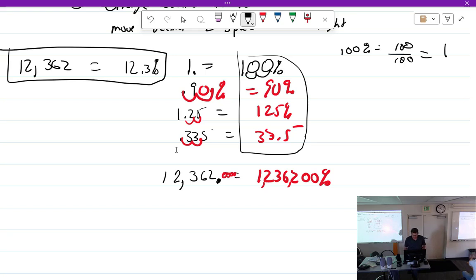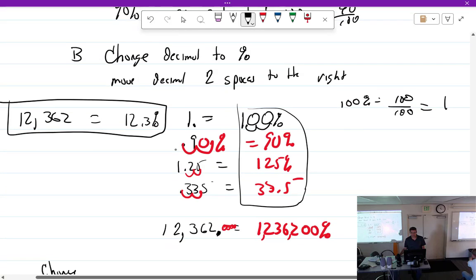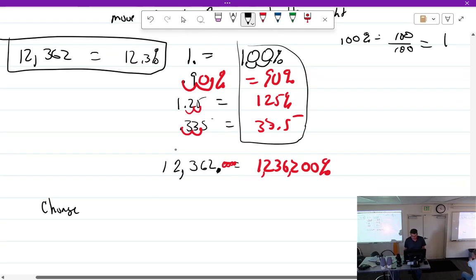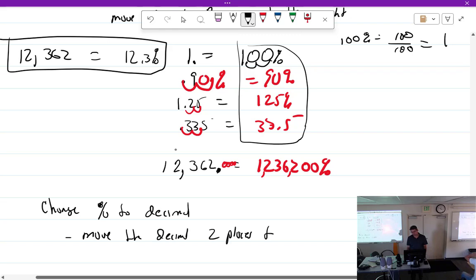All right. And of course the opposite is true. We just did change decimal to percent. Now change percent to decimal. So we're going to do what now? It's divided by 100. Move the decimal two places to the left and add zeros as needed.